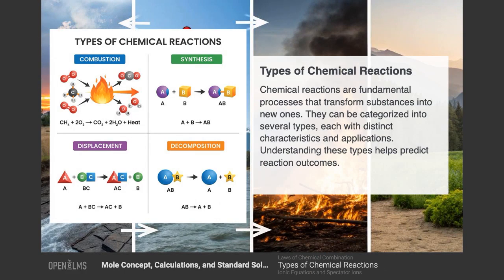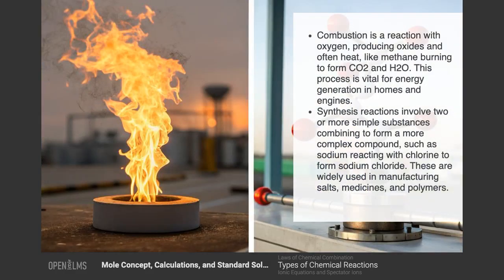Types of chemical reactions. Chemical reactions are fundamental processes that transform substances into new ones. They can be categorized into several types, each with distinct characteristics and applications. Understanding these types helps predict reaction outcomes. Combustion is a reaction with oxygen, producing oxides and often heat, like methane burning to form CO2 and H2O. This process is vital for energy generation in homes and engines.